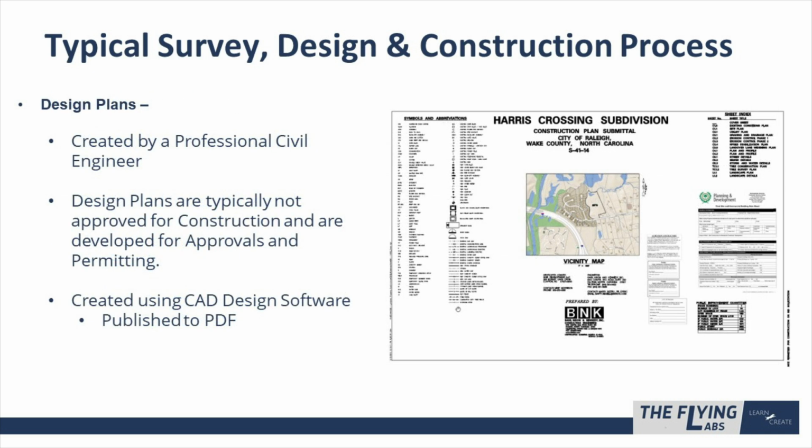Then in the design phase, you get a set of design plans, and those are what we're going to talk about here shortly. It's created by typically a professional civil engineer. When these plans are initially put together, they're put together with CAD software. They're typically noted somewhere on the plans that they're not approved for construction. They're primarily used to get the approval through the county or the state or the feds, whatever approvals they need. These are really approval plans.